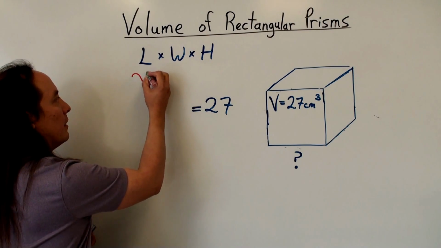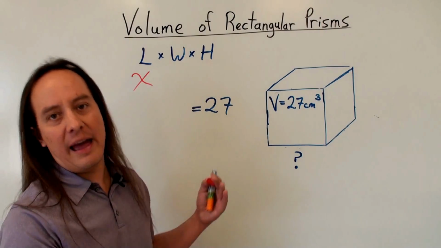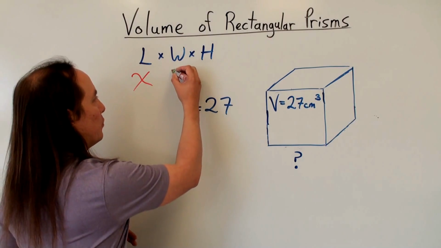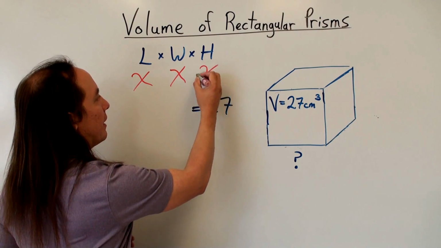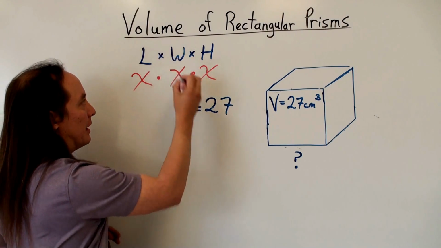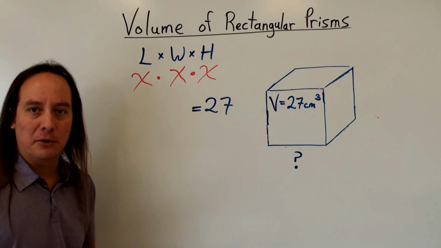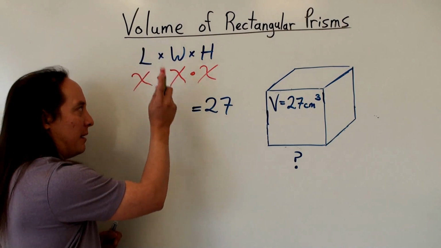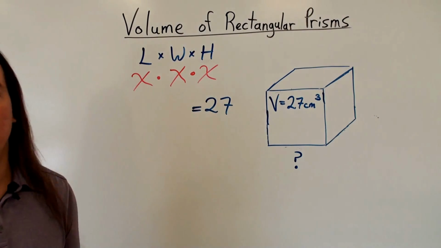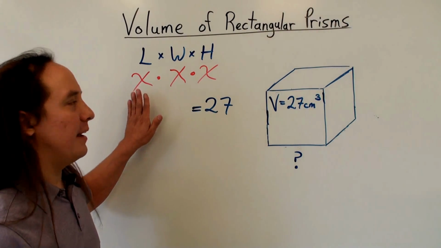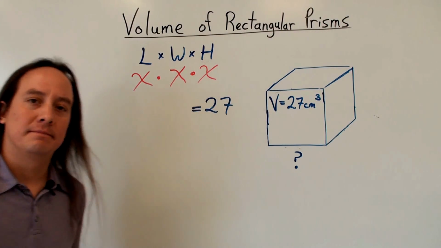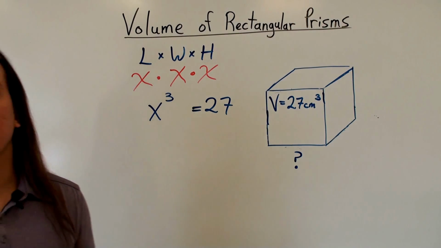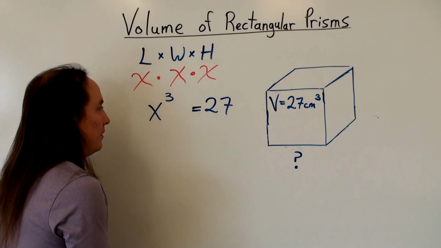So I'll say the first length is x. But because it's a cube, they all measure x. They all measure the same thing. So the width in this case would be x, and this one would be x. I'm going to use a dot just to not confuse the little x's and big x's, okay? The dot would mean multiplication. So it would be x times x times x. The number multiplied by itself again is going to give me 27, right? What's another way of saying x times x times x? x cubed. All right, x cubed is equal to 27.